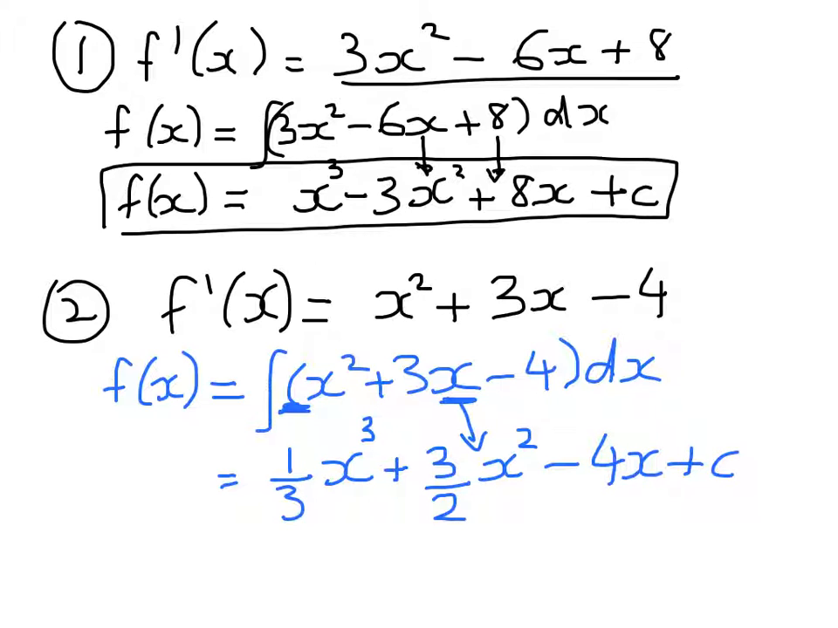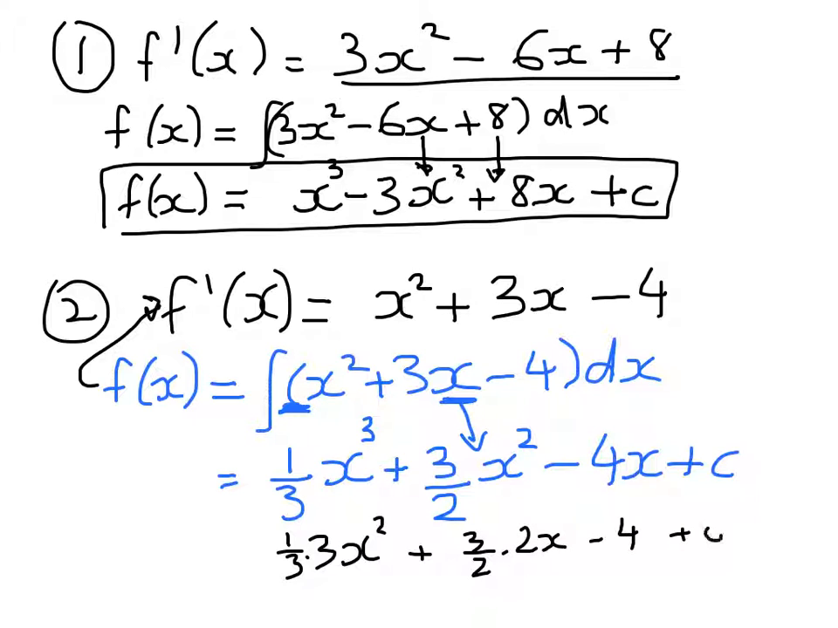So the best thing to do with these when you start out, and even when you have been doing them for ages, is to check back that when you differentiate that, you get back to where you started. So checking this one, we'll get 3 times 1/3 x squared plus 3 over 2 times 2x minus 4 plus 0 from that. So that's good. That gives us the x squared, that gives us the 3x, that gives us the minus 4. So that's looking nice.